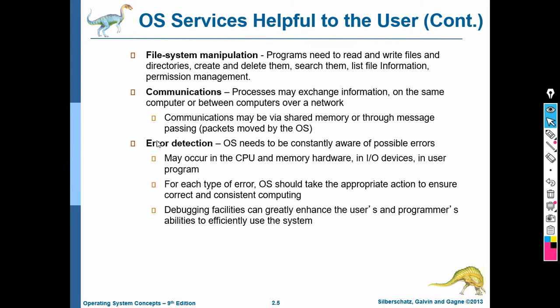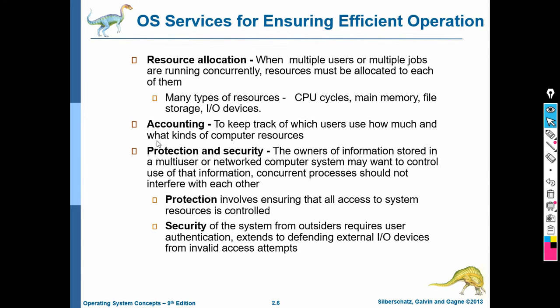Debugging facilities can greatly enhance the users' and programmers' ability to efficiently use the system. Resource allocation is another important service that the operating system provides. As and when you require, the different kinds of resources available on your system, like for example CPU, memory, storage, and I/O devices, are allocated in order to carry out your task.